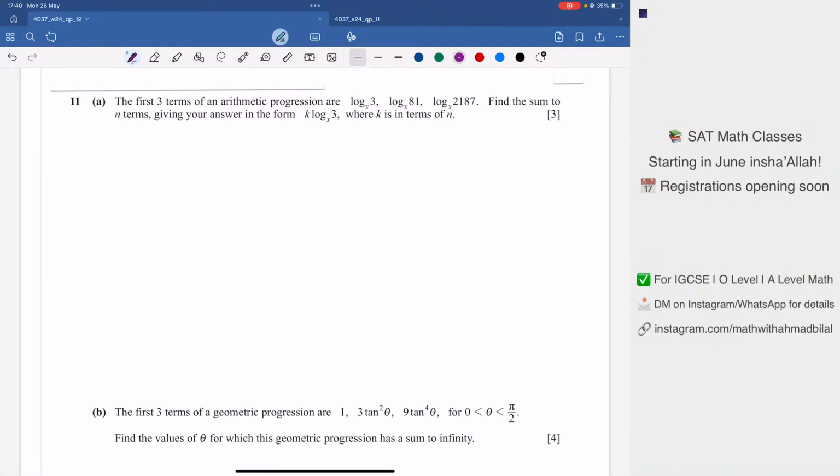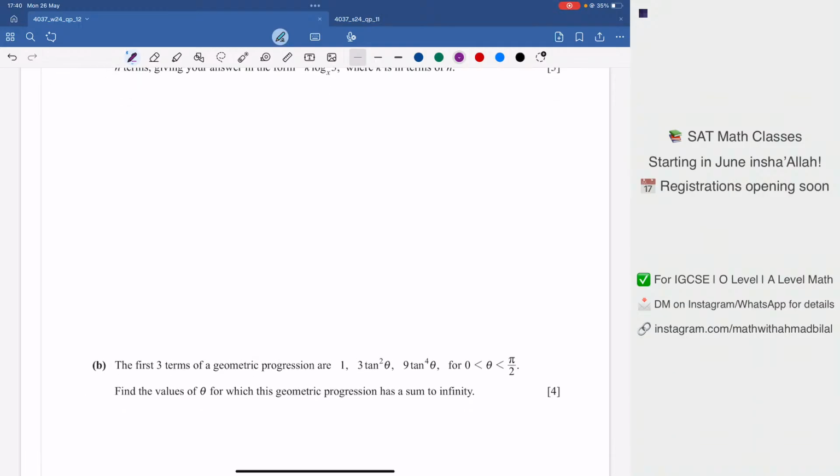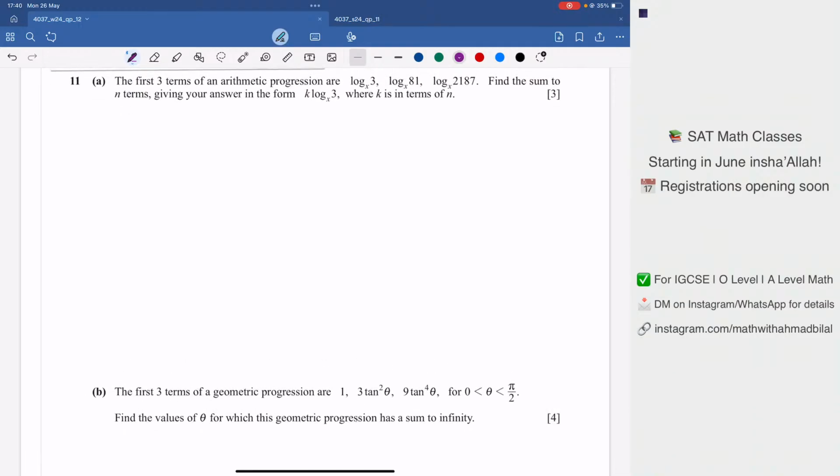Question number 11, part A, from this paper, this is again November 23, paper 1-3. The first 3 terms of an AP are given by this. Find the sum to n terms, giving your answer in the form k log of 3 base x, where k is in terms of n.